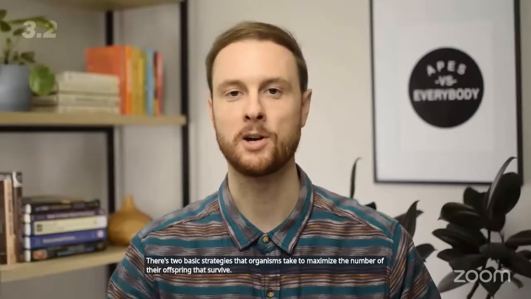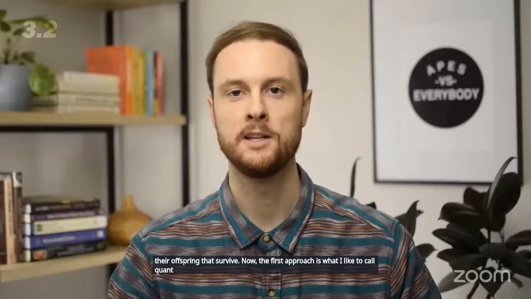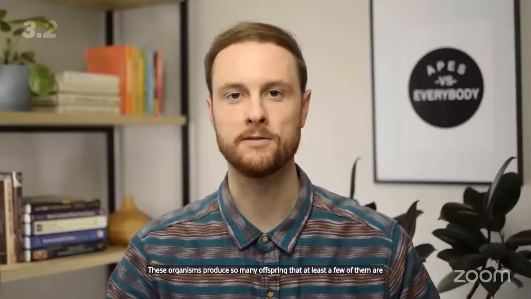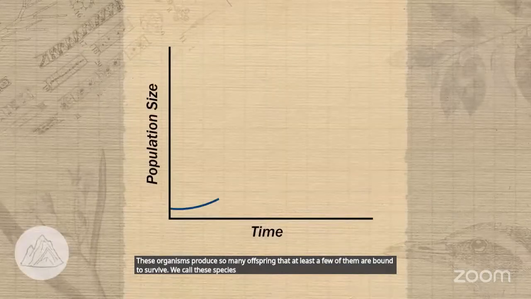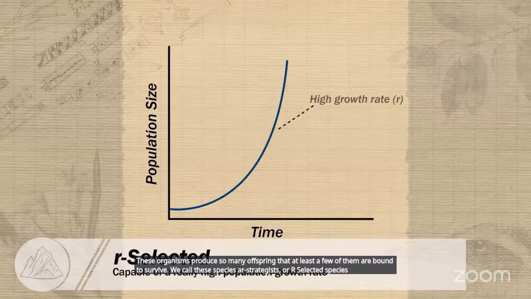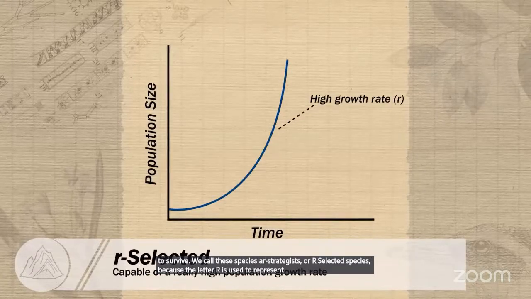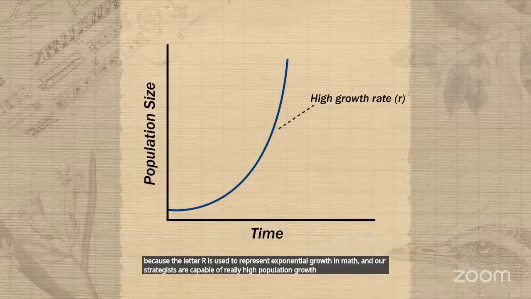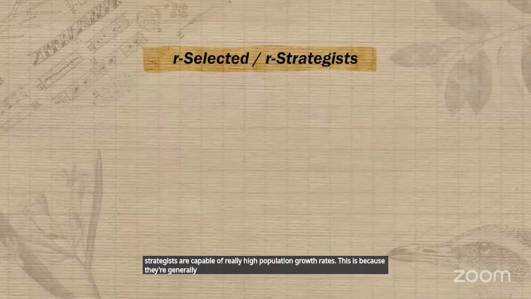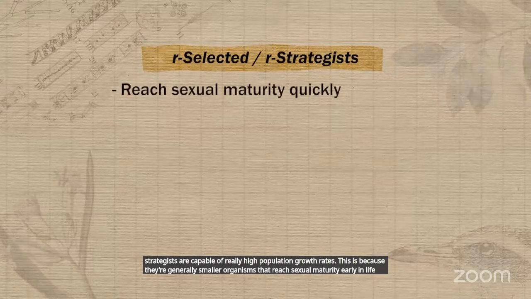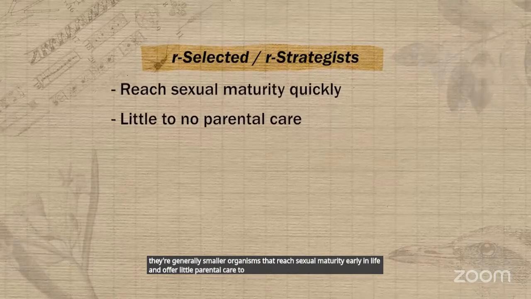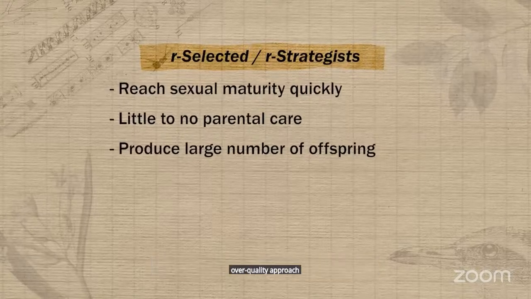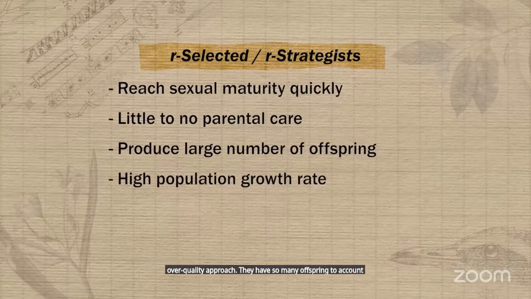Now, the first approach is what I like to call quantity over quality. These organisms produce so many offspring that at least a few of them are bound to survive. We call these species R strategists or R-selected species because the letter R is used to represent exponential growth in math, and R strategists are capable of really high population growth rates. This is because they're generally smaller organisms that reach sexual maturity early in life and offer little parental care to the large number of offspring that they produce. And this is what I mean by the quantity over quality approach. They have so many offspring to account for the fact that most of them won't survive to adulthood.